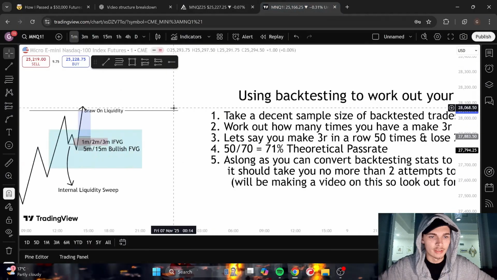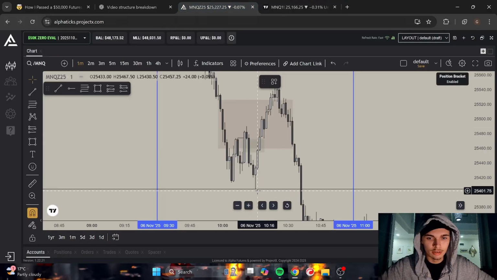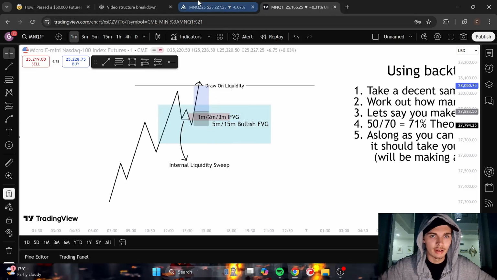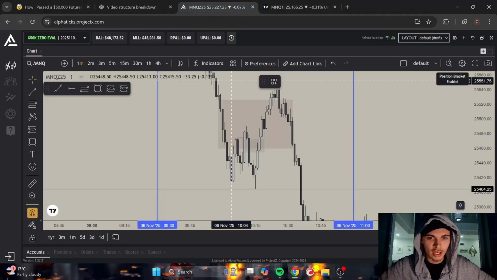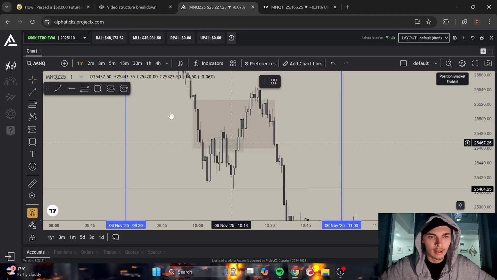If we go back over to here, obviously it's flipped, but it was drawn liquidity, check. 5 minute or 15 minute fair value gap, check. Internal liquidity sweep, check. And then we had the 1 minute inversion, check. Literally the most perfect trade.